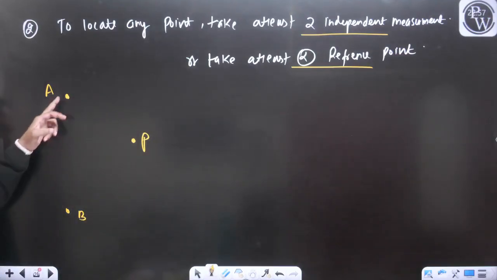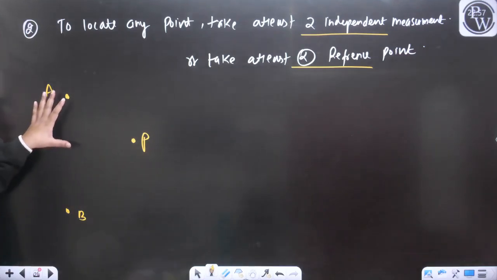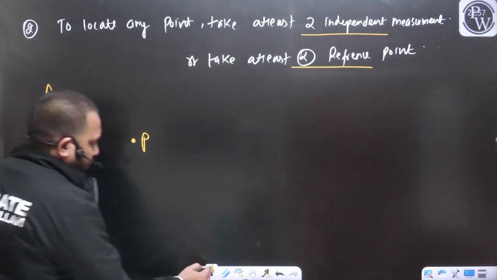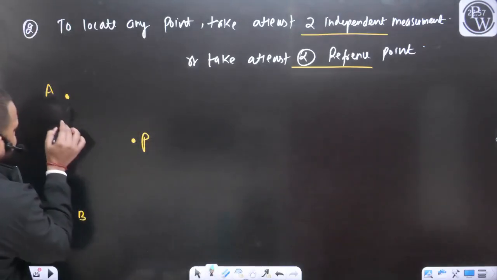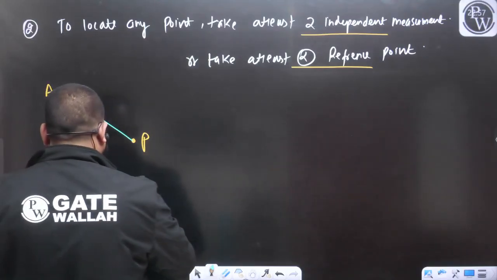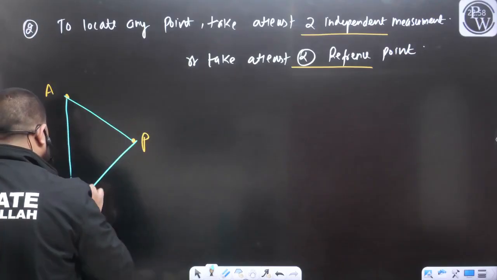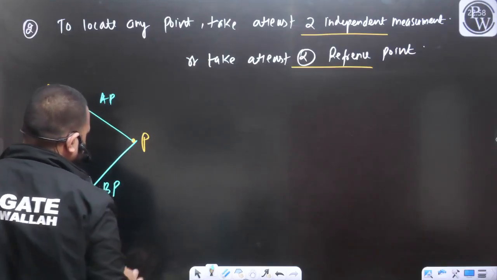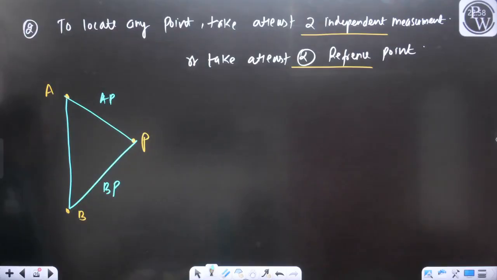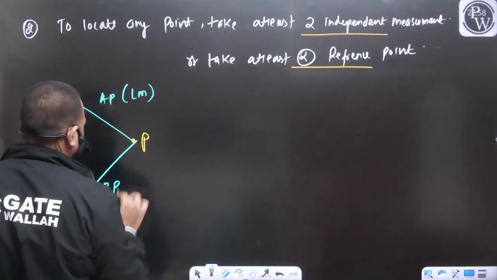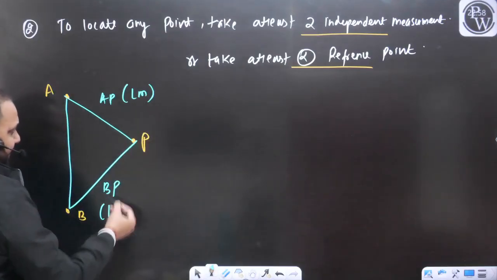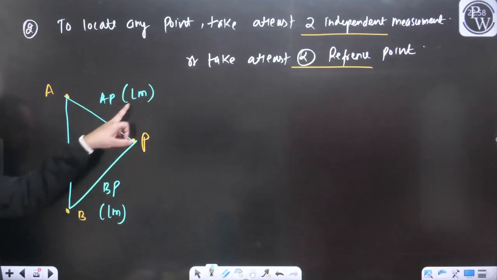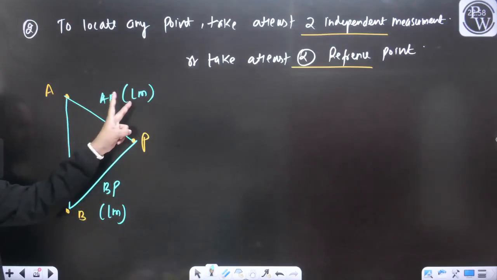How many reference points are there? 2. From these reference points, let's say I am measuring this distance AP and this distance BP. Both are linear measurements, yes or no? How many independent measurements have we performed? 2 independent measurements. Both are linear measurements.